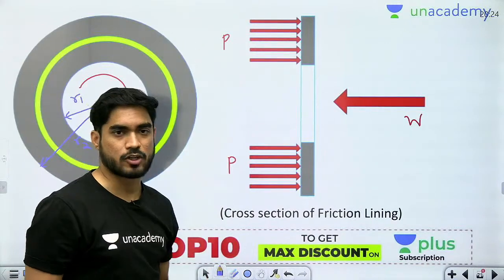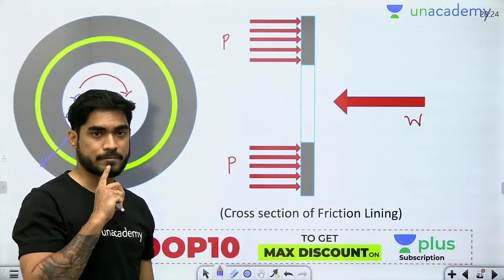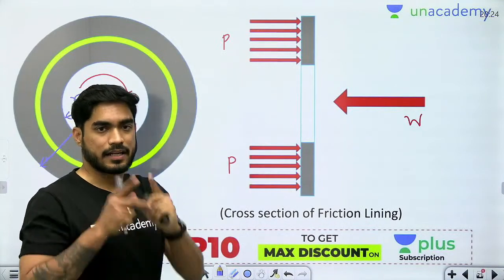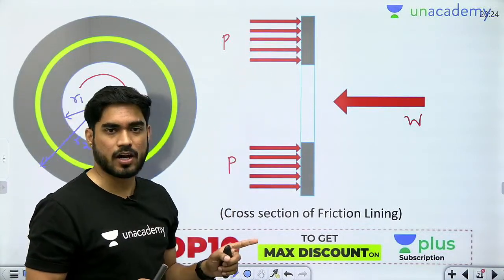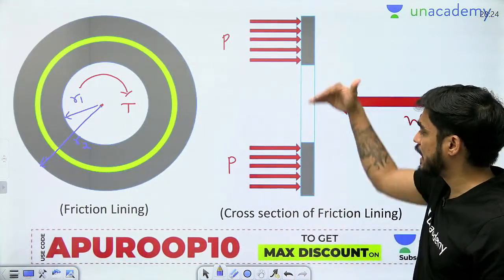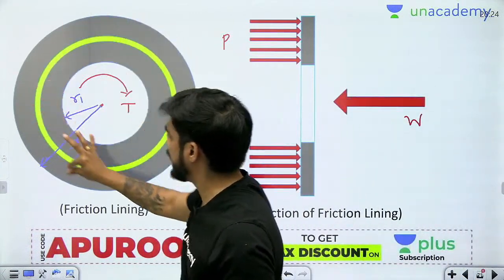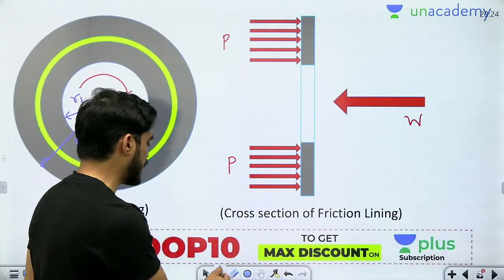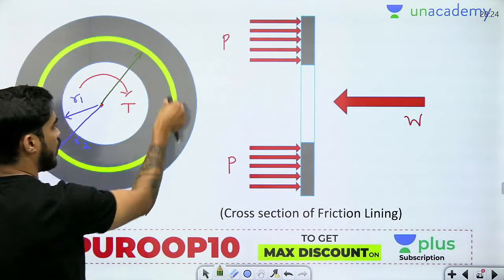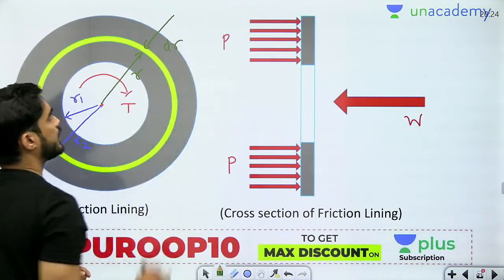Now how will I calculate the force by pressure? Pressure into area, but I can only do that if the pressure is constant. Right now, do you know that pressure is constant or not? No, I don't know. So I cannot consider this entire area. I will consider a very small area, a strip at a distance r of thickness dr.